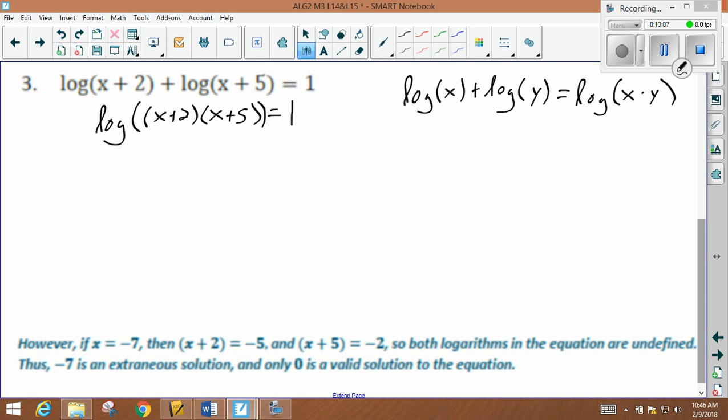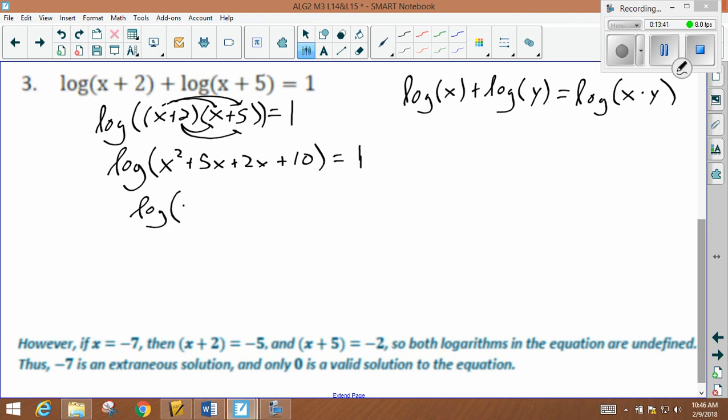I guess I should multiply this thing out. We'll FOIL it, right? X times x. It's been a while since you've done this, so we're going to run through it real organized, right? X times x is x squared. X times 5 is 5x. 2 times x is 2x, and 2 times 5 is 10. I'll go ahead and combine like terms, and I get x squared plus 7x plus 10 is equal to 1.